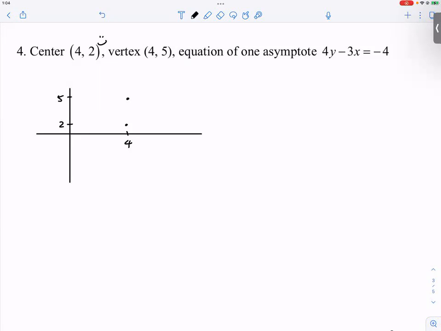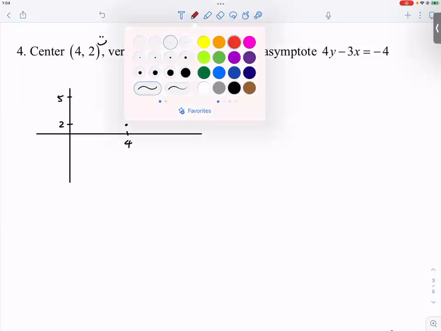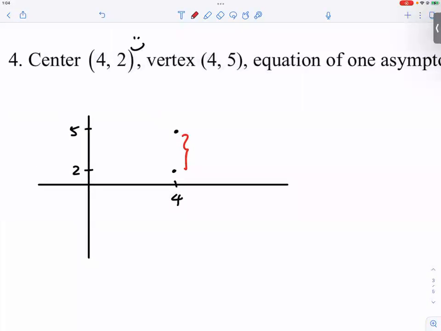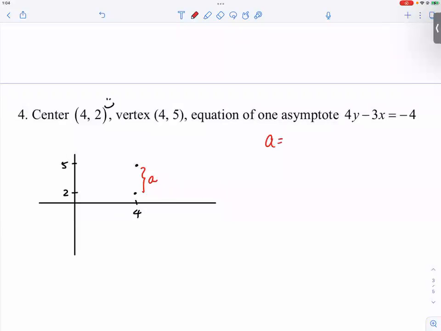You can find out the outer vertex because you know what? You know the what? Yeah, so that means you know the distance right here, which is called? What's the distance between the center and the vertex? What do we label it? What letter? That's your A. Okay, so you know the A value already. So A is equal to 3.